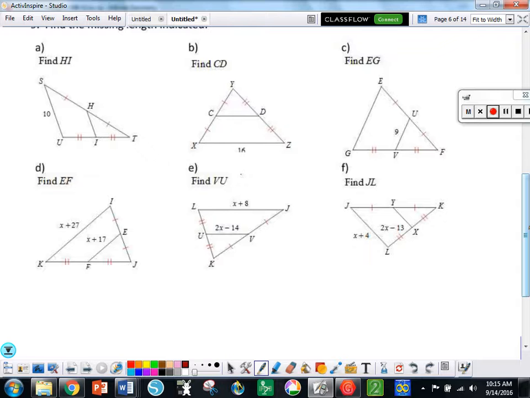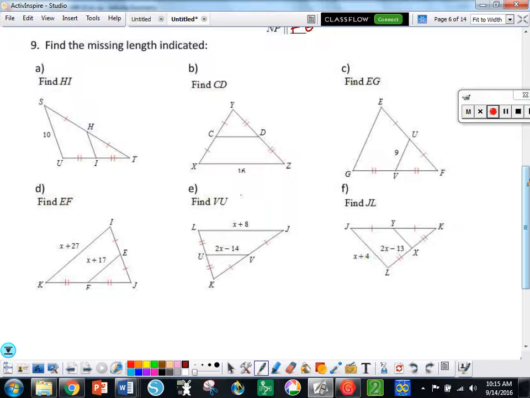With the mid-segment, if SU is 10, find HI. Sorry, we're on number 9. Yep. If SU is 10, what will HI be? 5, because it's half as big, right? If XZ, that's a 16, can you tell? Is 16, how big is CP? Oh, that's pretty.